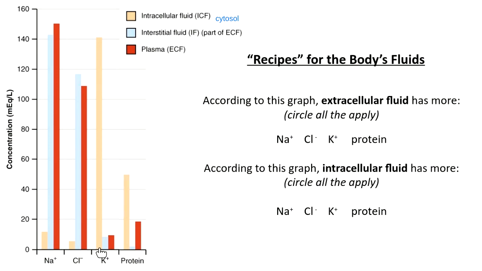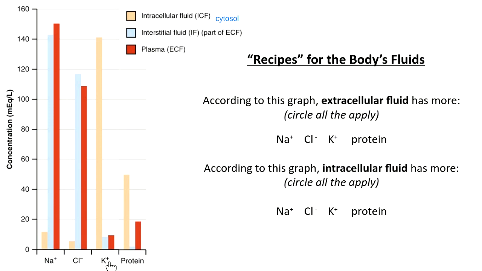But notice when we move to potassium, notice how tall the bar is for intracellular fluid as it relates to potassium. Inside the cell, we have a lot of potassium. Not so much outside the cell, whether we are inside interstitial fluid or inside plasma, not very much potassium. So potassium is focused inside the cell.